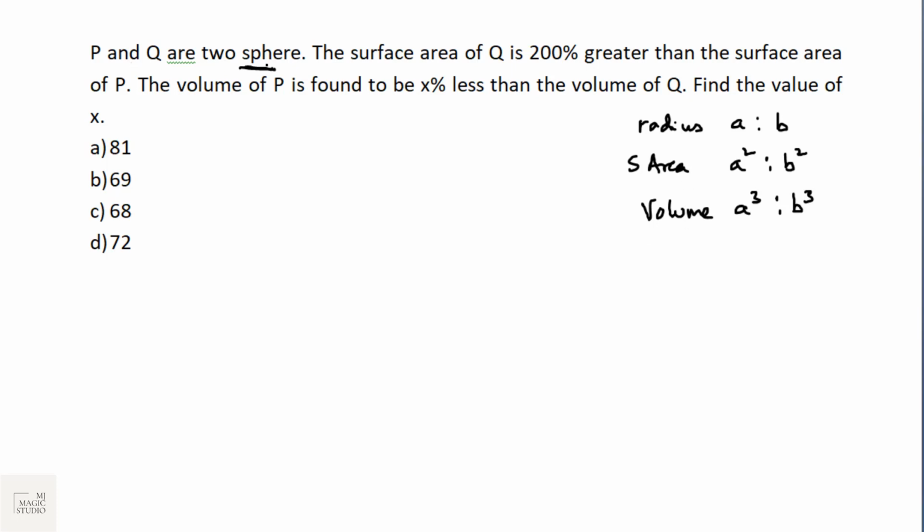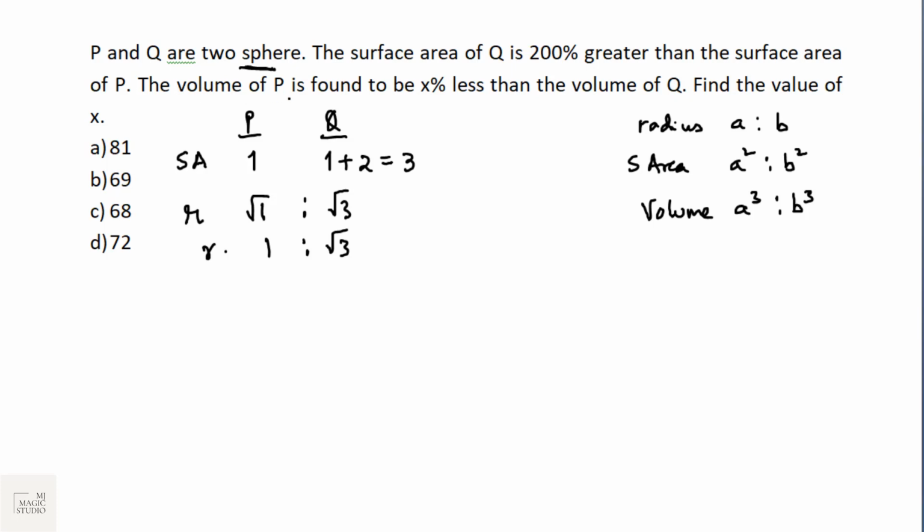Now, P and Q are two spheres. The surface area of Q is 200% greater than the surface area of P. So, if the surface area of P is 1, then the surface area of Q is 1 plus 200% more. 200% of 1 is 2, that is 3. So the surface area ratio of P and Q is 1 is to 3. Radius ratio will be root 1 is to root 3, that is 1 is to root 3.